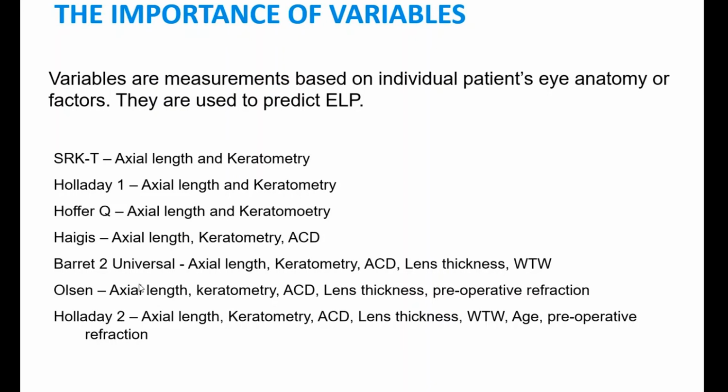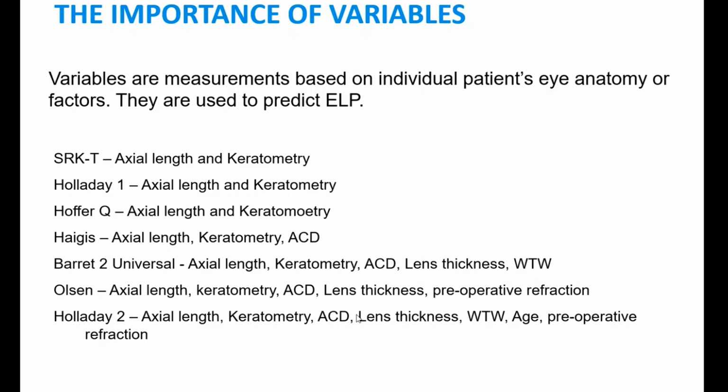The Olsen formula uses, in addition to the axial length, keratometry, ACD and lens thickness, preoperative refraction. Now this preoperative refraction is the refraction that the patient has prior to having cataract. So as we know, if you're having cataract, then the refraction would be altered slightly. From what we understand about this formula, it works best when you can obtain the refraction results prior to the cataract developing in that patient.